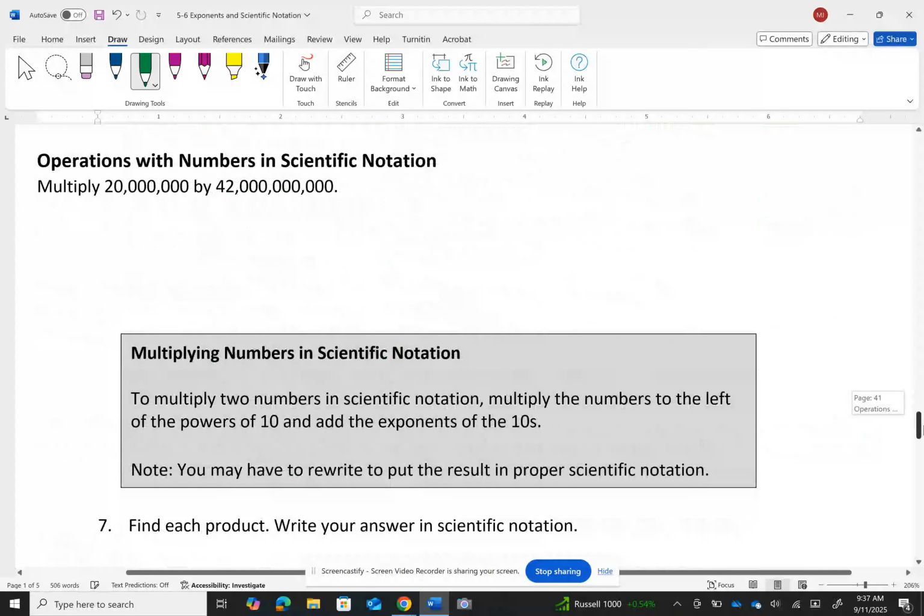In this video, we're going to be trying to multiply and divide really big numbers. So we're going to learn how scientific notation can make this an easy process.